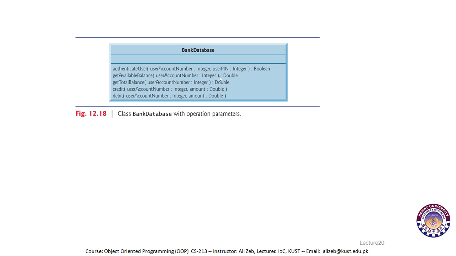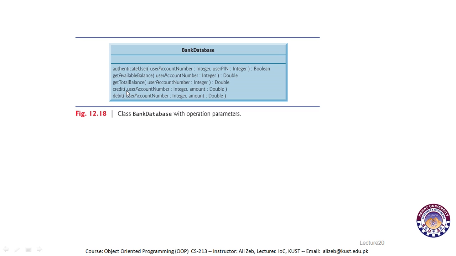So if we need to get the available balance from a particular user, once the user must have been authenticated in the first case, then if we want to get the balance for that user, we need to get the account number for that user, and the balance will be returned in a double format. Same will be the case with the total balance.